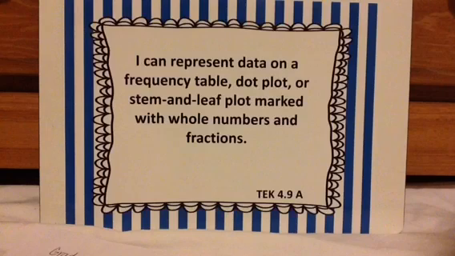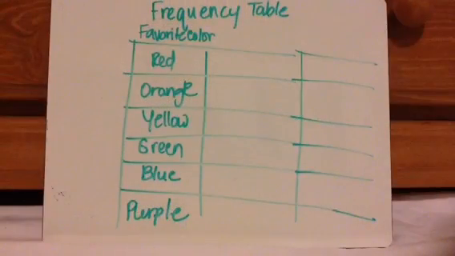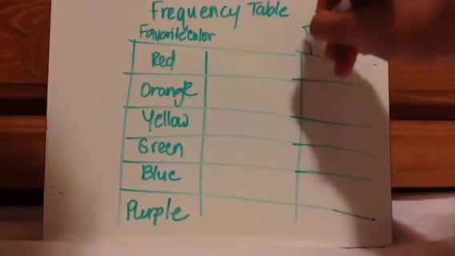It says I can represent data on a frequency table, dot plot, or stem and leaf plot marked with whole numbers and fractions. So in this section, I'm just going to go over the frequency table real quick. It is really easy. It is basically tally marks and then counting the tally. A frequency table is just a fancy way of using tally marks.